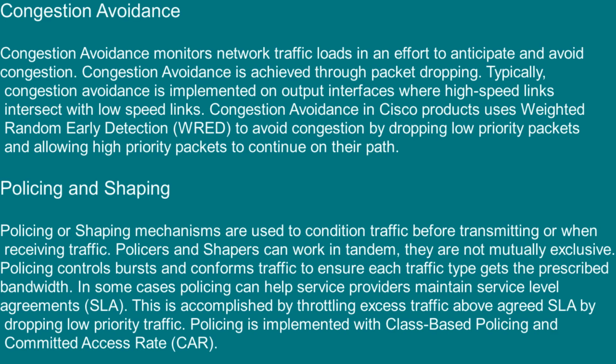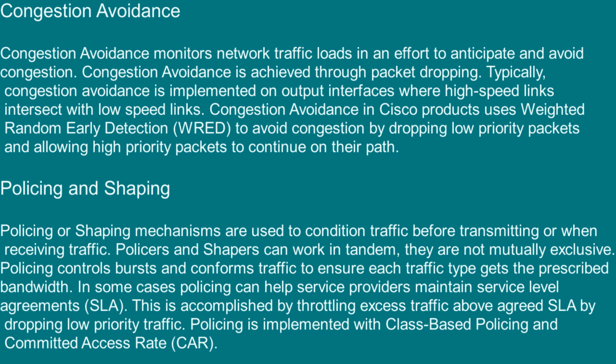Congestion avoidance. Congestion avoidance monitors network traffic loads in an effort to anticipate and avoid congestion. Congestion avoidance is achieved through packet dropping. Typically, congestion avoidance is implemented on output interfaces where high-speed links intersect with low-speed links. Congestion avoidance in Cisco products uses weighted random early detection, WRED, to avoid congestion by dropping low-priority packets and allowing high-priority packets to continue on their path.